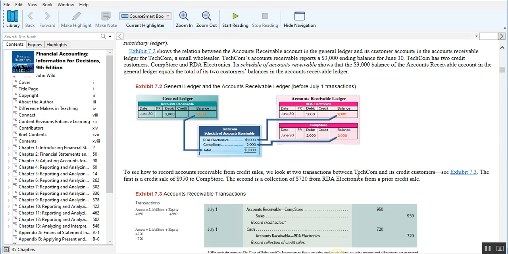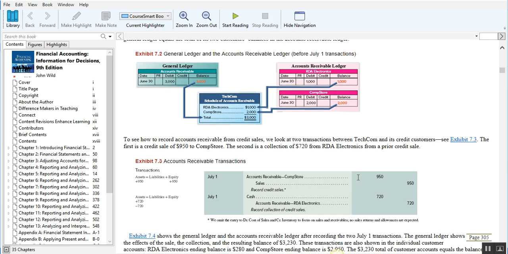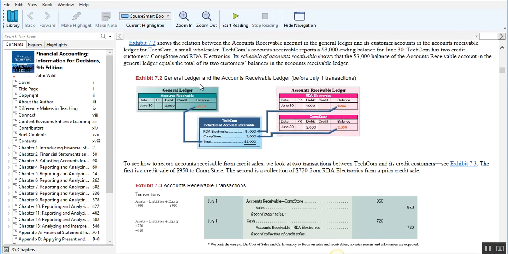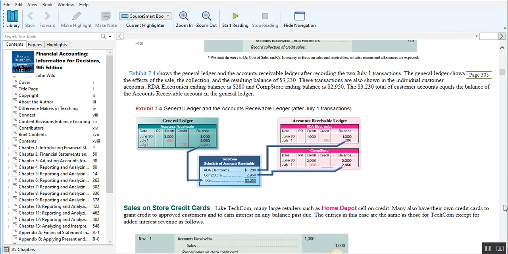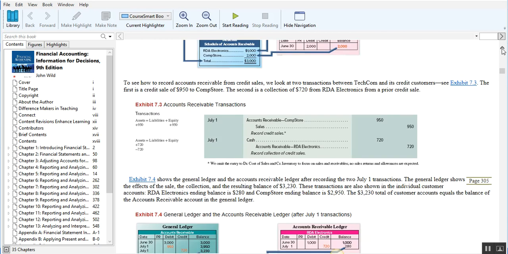So if we look at how these transactions occur, we're going to enter a journal entry for when they actually make the purchase, but then we'll record that purchase in the ledger for the accounts receivable, but also in the subsidiary ledger for their individual account. We'll need that because at some point we're going to issue a bill or a statement to the customer and expect them to pay their account.